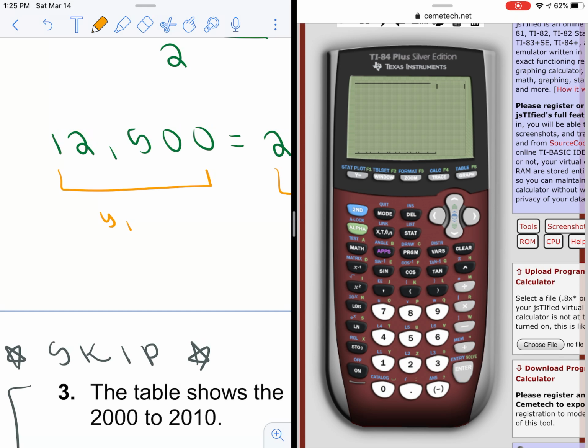Sorry, my calculator's tweaking right now. It's not really showing it as well. But you do see that intersection there.